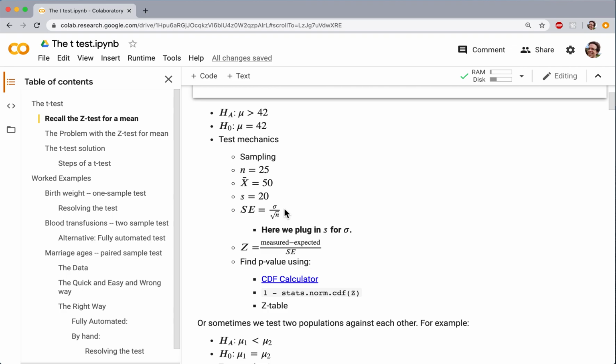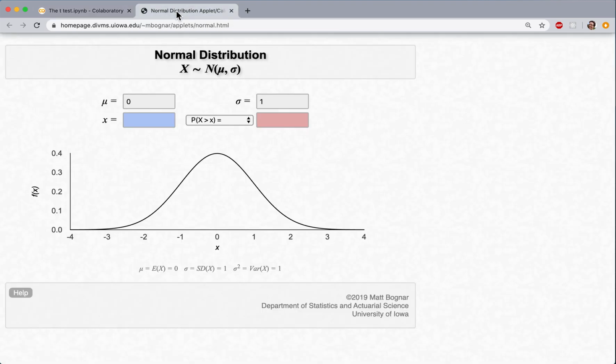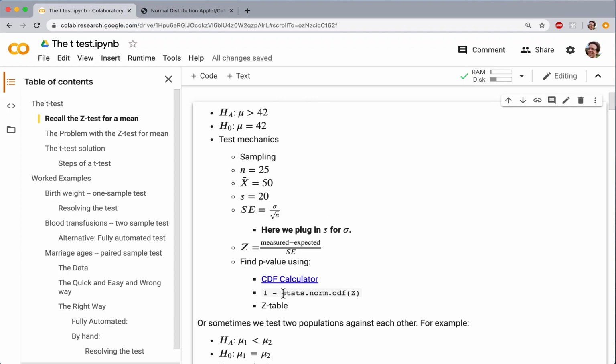Then with the standard error in hand, we calculate the z-score. The z-score is always calculated as a measurement minus some expected value, divided by the standard error. And then once we have the z-score, there are several different ways that we can calculate the p-value. We can use an online CDF calculator, such as this one, or we can use the function stats.norm.cdf and just plug in the z-score. Remember, stats.norm.cdf calculates a left tail, so if we want a right tail, which is typical, we have to subtract from 1. That's why I'm subtracting from 1 here. Or we can use a z-table to evaluate the strength of the hypothesis.